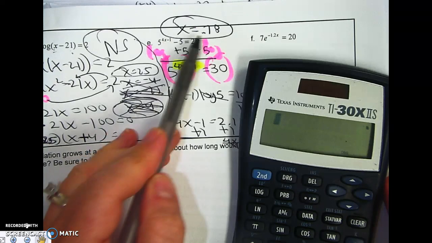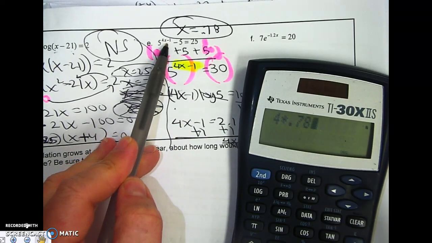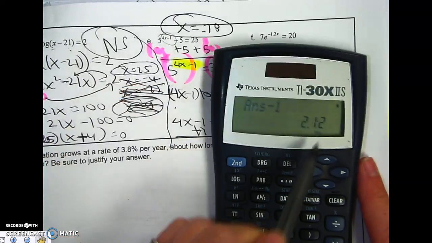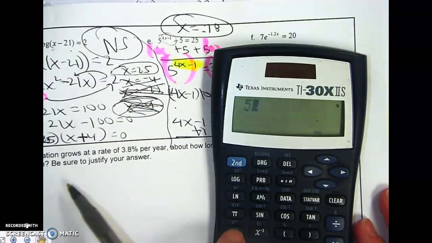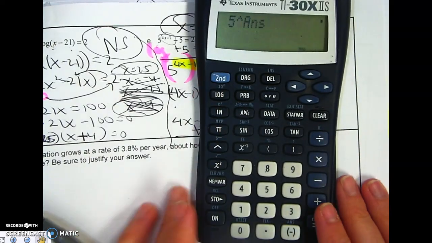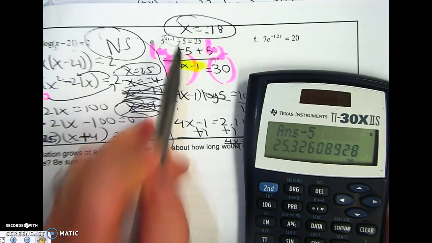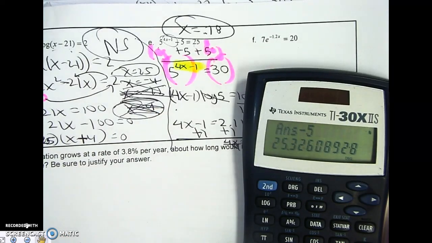What you would do is you would plug 0.78 in for x. So you're going to go 4 times 0.78 minus 1. Now, that's what you calculated here. So now I'm going to go 5 to that answer. So I'm going to go 5 to that, and we're going to go second answer, second negative. And then I'm going to subtract 5. And if you look, it's a little bit over 25, but remember we estimated, but it's pretty darn close, so I probably know I'm good to go.